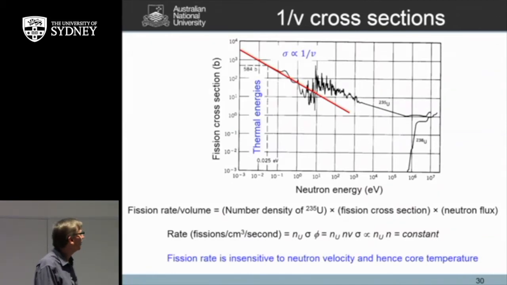1/v cross-sections also help us. Remember I pointed out that this product of the neutron flux and the cross-section, if we go backwards into the formula, we've got the number of neutrons times their velocity times the cross-section. So if the cross-section is proportional to 1/v, that factor cancels out, and you end up with the fission rate being independent of the neutron energy. So you can have slight temperature variations that will change around the neutron energy, and the reaction rate will remain insensitive to the core temperature. So that's good.